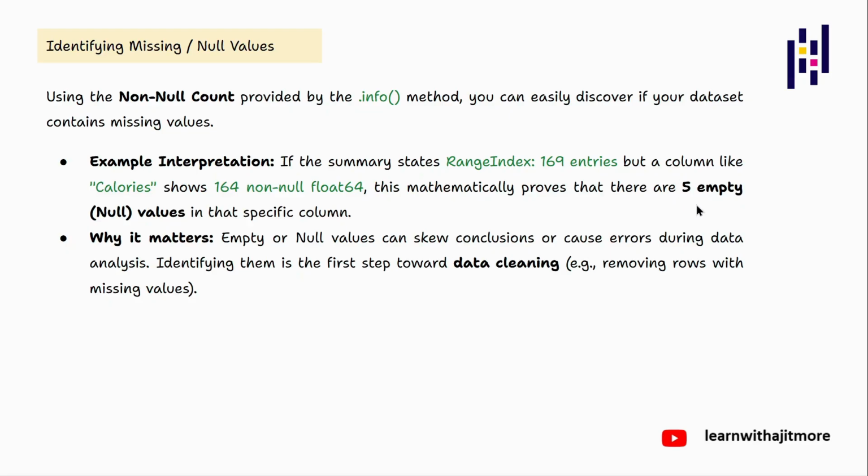Like if I don't remove that empty value and directly try to find the average of that column, or the mean of that, mean means average only, or you're finding the standard deviation of that column, it will give you an error only, because for finding the average, all the values should be numeric. Correct? So it may cause errors during data analysis. So identifying them is the first step toward data cleaning.